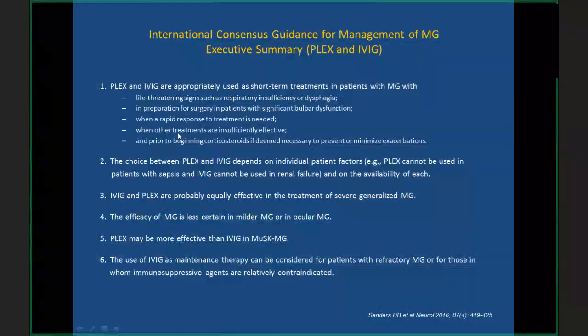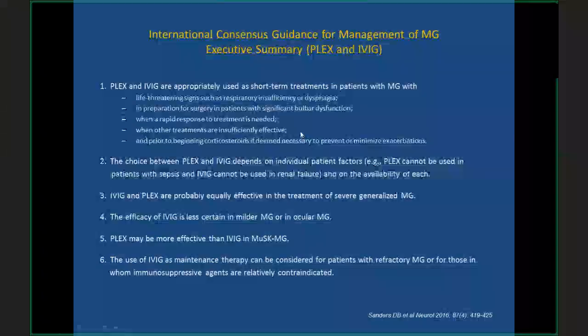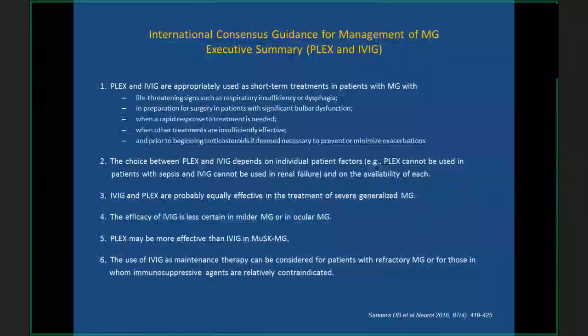Another condition is when other treatment like medicine or other immunosuppressive agents are insufficient or not effective. You give IVIG or plasma exchange. Or some say that if you start a steroid, especially a high dose of steroid, it can potentially make the symptoms worse, so you might try plasma exchange or IVIG before starting a high dose of steroid.